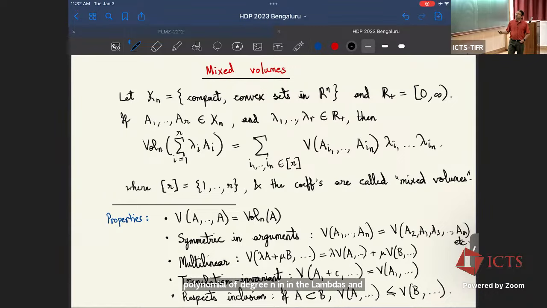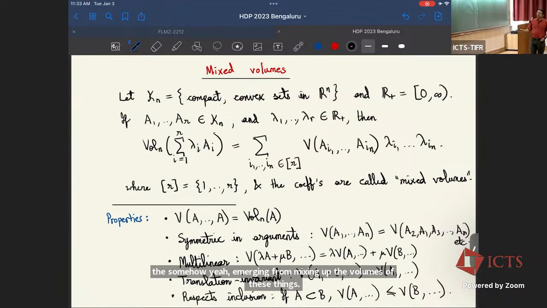These i1 to in, I have n lambdas, they can repeat, right? But they all draw from this index set, 1 up to R. And then the coefficient of any particular term is written V(A_i1, ..., A_in), right? So these coefficients are called mixed volumes because clearly they're somehow emerging from mixing up the volumes of these things. Okay, so they have lots of properties.